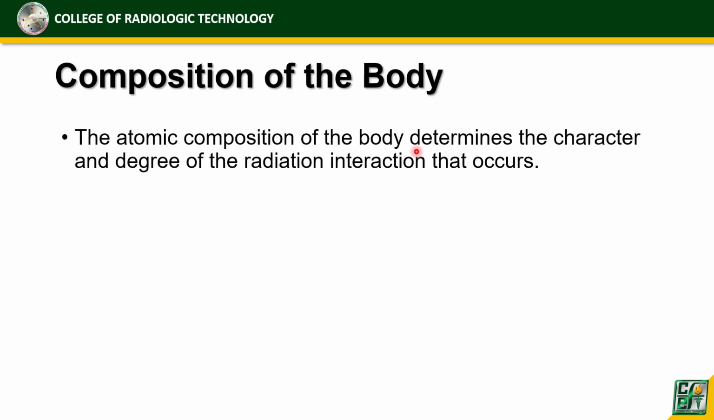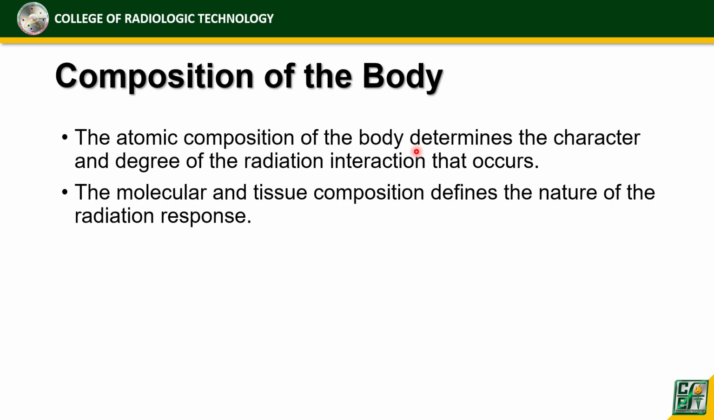Then composition of the body. It is important for us to know what composes our body. The atomic composition of the body determines the character and degree of radiation interaction. And also the molecular and tissue composition defines the nature of radiation response. Again, the atomic composition of the body determines how the body interacts with radiation.